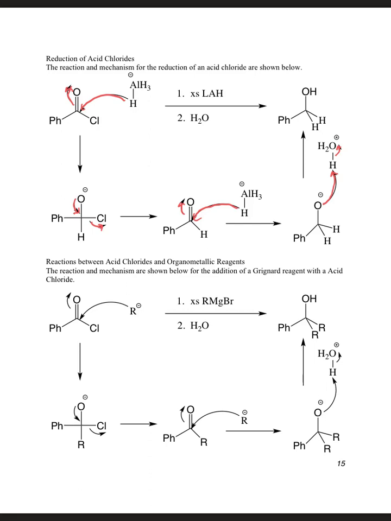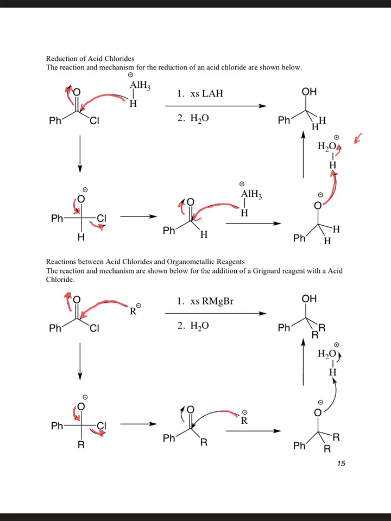Okay, so this proton at the very end is coming from the water workup or the acid workup in the second step of this. It's not in there with the LAH. Okay, we can do this exact same sort of thing with a Grignard or an alkyl lithium, where the Grignard adds to the carbonyl. We break the double bond, form the tetrahedral intermediate, reform the carbonyl, kicking off the chlorine. That gives us a ketone now. Exactly the same mechanism in both. It's just the nucleophile is different.